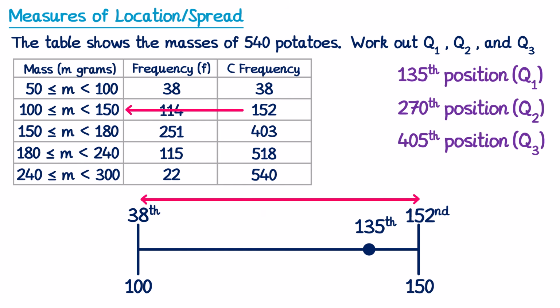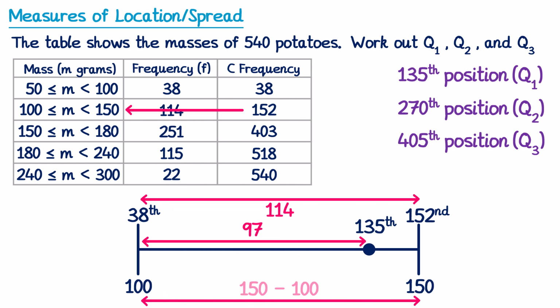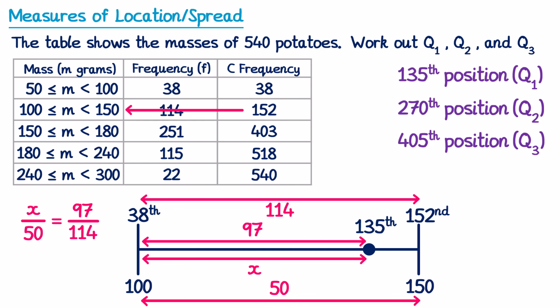Then we work out the difference between these two numbers, which is 152 minus 38, which is 114, and also the difference between these, which is 135 minus 38, which is 97. Then we do the same with the masses, so the difference between 100 and 150 grams is just 50 grams, and then there's this value here which we're going to label as x. We can then write that x over 50 is equal to 97 over 114. We can solve this equation by multiplying both sides by 50, and that will give you an x value of 42.54. So we now know that x is 42.54.